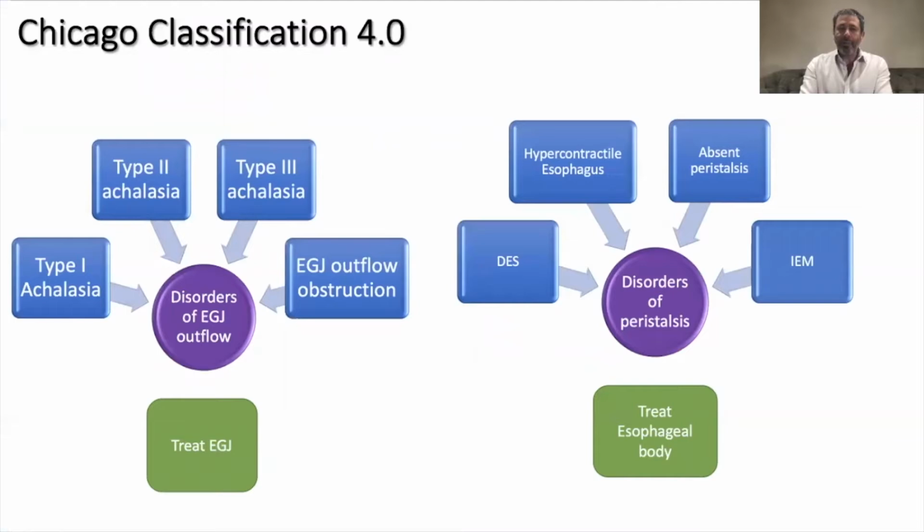The Chicago classification 4.0 divides esophageal and lower esophageal sphincter disorders into disorders of the esophageal junction and disorders of peristalsis within the esophageal body. Today, I'm going to discuss hypercontractility and diffuse esophageal spasm.